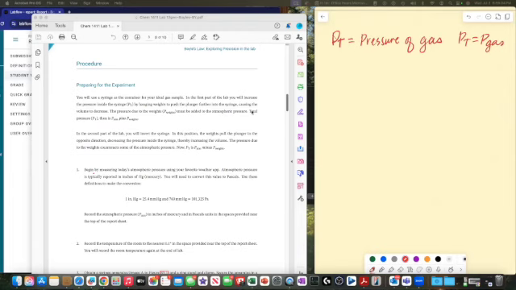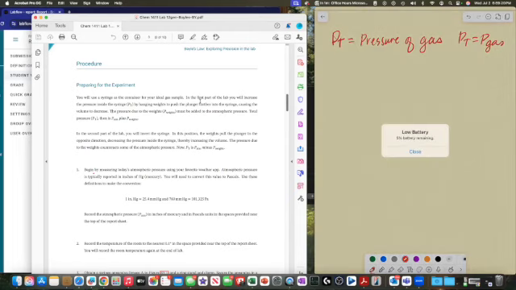Okay, and it says here, in the first part of the lab, you will increase the pressure inside the syringe by hanging weights to push the plunger further into the syringe, causing the volume to decrease. The pressure due to the weights is P weights.